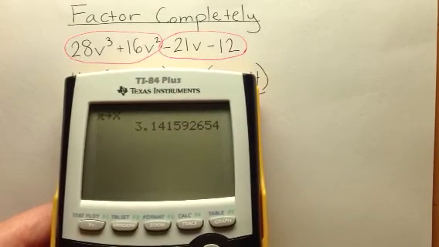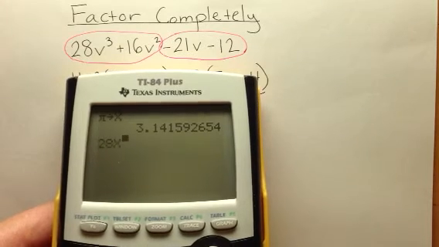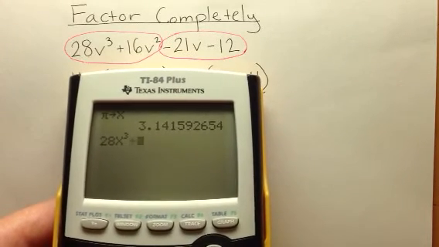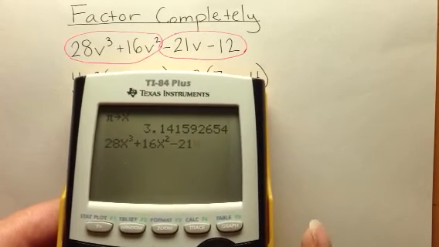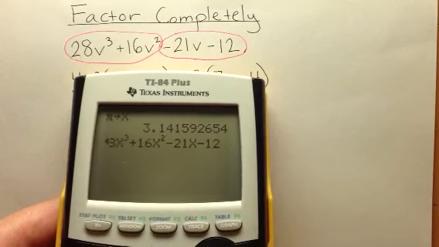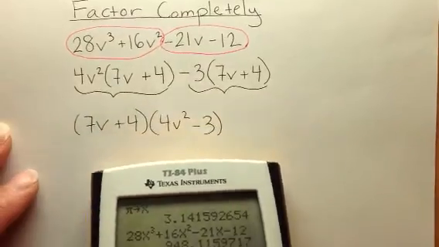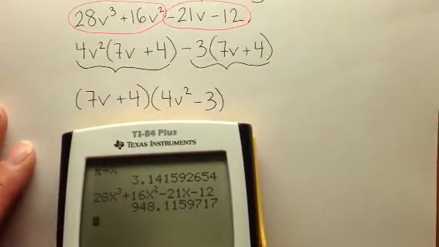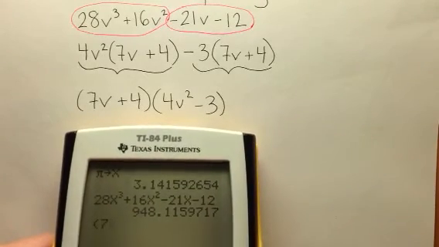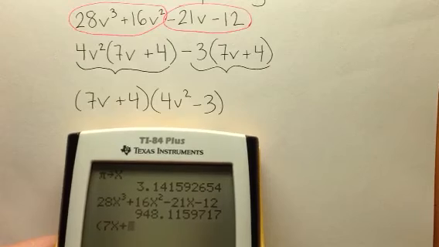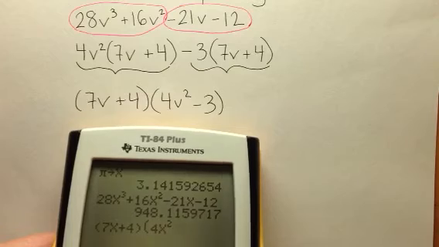My original expression was 28, and I'm going to use x, like I said, just because it's easier on the calculator, plus 16x squared minus 21x minus 12. Okay, I see what I got. And now I'm going to go to my answer. So I got this, and I'm going to put that in and see if I get the same. 7x plus 4 times 4x squared minus 3.